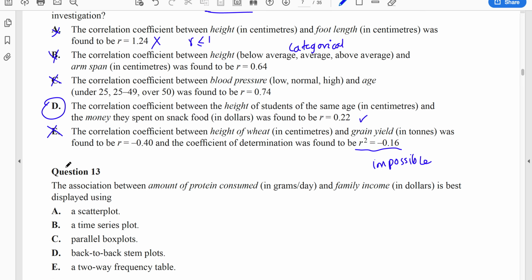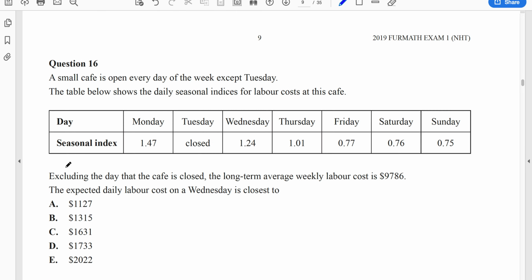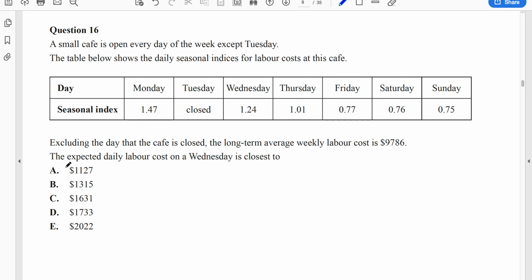Now, last one in the data section was 16, which was a little bit of a nasty one. Having a look at it, there was just one little thing you needed to look closely at, and that was this bit. So it's obviously dealing with seasonal indices. As you can see, it's dealing as well with Wednesday. So just put a circle around that. And we're looking for the expected, or could have said actual, labour cost on a Wednesday.